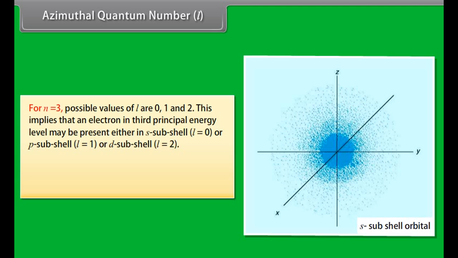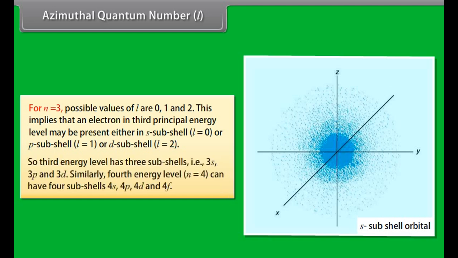This implies that an electron in the third principal energy level may be present either in the s subshell (l = 0), the p subshell (l = 1), or the d subshell (l = 2). So, the third energy level has three subshells, that is 3s, 3p and 3d. Similarly, the fourth energy level, n = 4, can have four subshells: 4s, 4p, 4d and 4f.